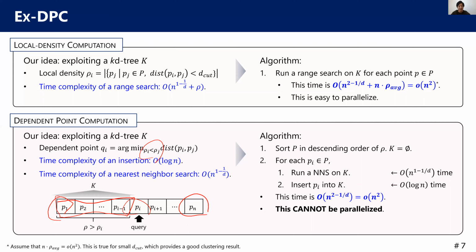If this subset is indexed by a KD tree, we can find its dependent point by running nearest neighbor search on this KD tree. After that, if Pi is inserted into the KD tree, it is ready for computing the dependent point of Pi+1. This is our algorithm that breaks the quadratic time. However, this approach cannot be parallelized because the KD tree is updated incrementally.